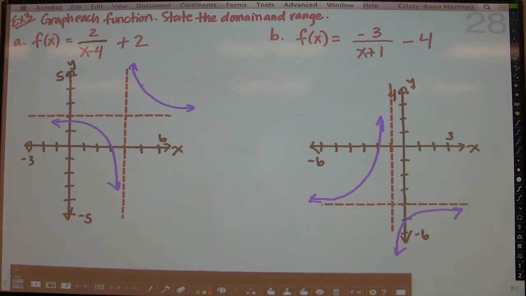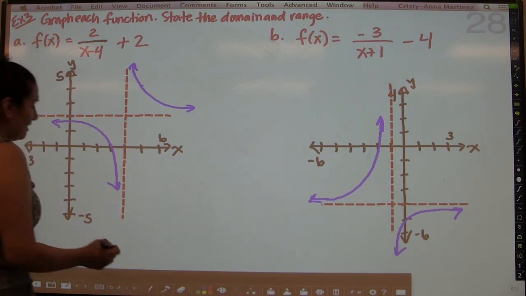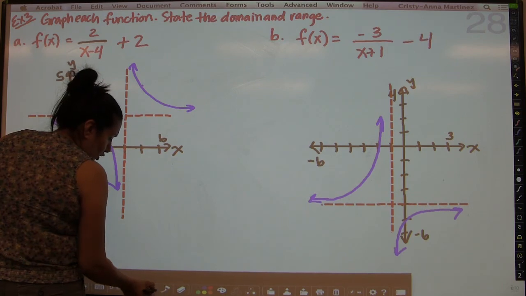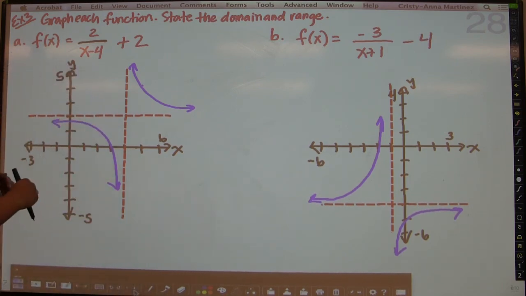In the interest of time, I didn't do that, but you can always pick a point to the right or left of your asymptote, and you can plot that point so you can get that stretch factor going on. But the other thing that we have to do in this example is to state the domain and range. And we said earlier that the domain and range are tied very closely to the asymptotes.